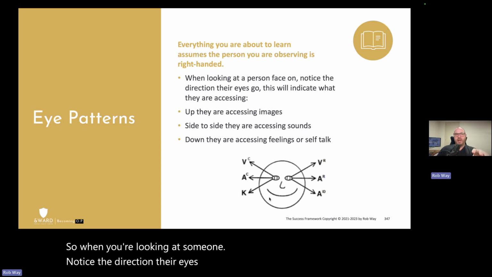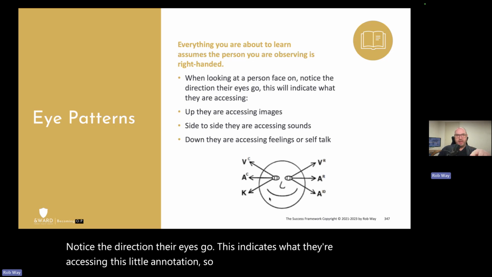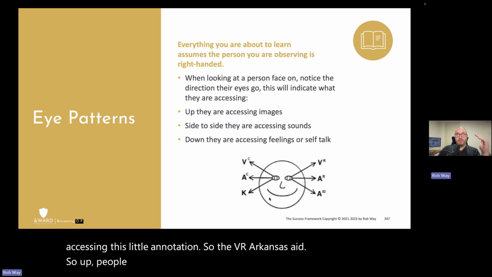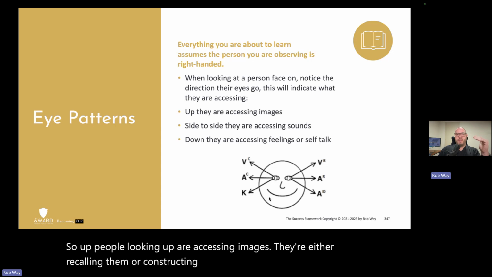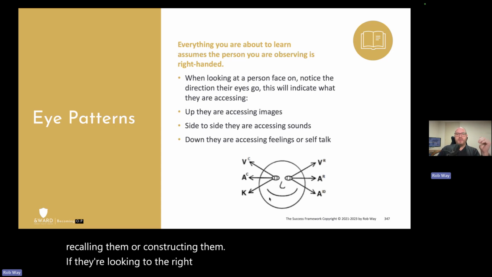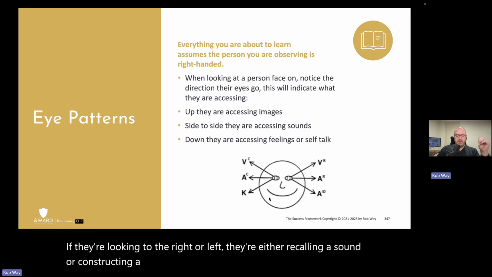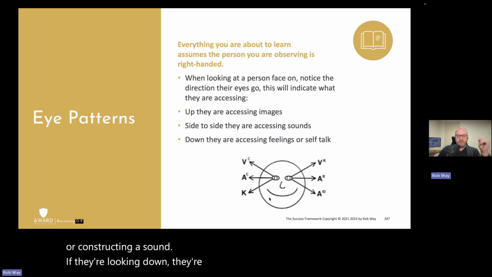This indicates what they're accessing. This little annotation, so the VR, AR, AID. So up, people looking up are accessing images. They're either recalling them or constructing them. If they're looking to the right or left, they're either recalling a sound or constructing a sound. If they're looking down, they're either in their feelings or talking to themselves.